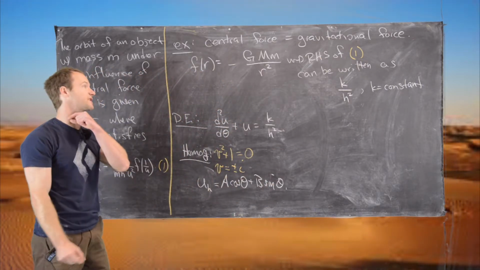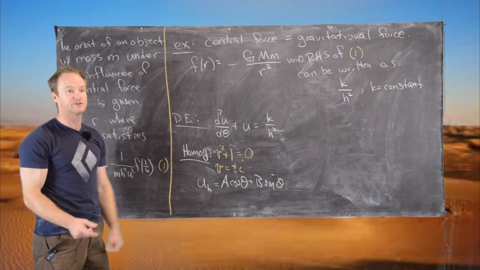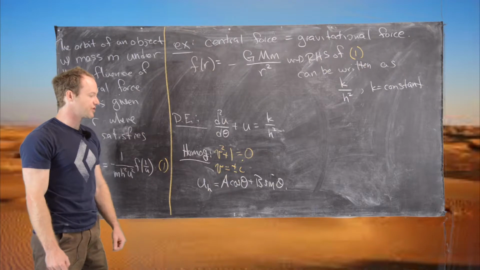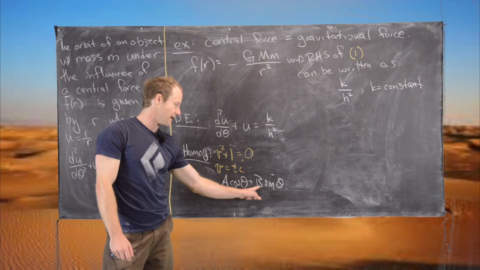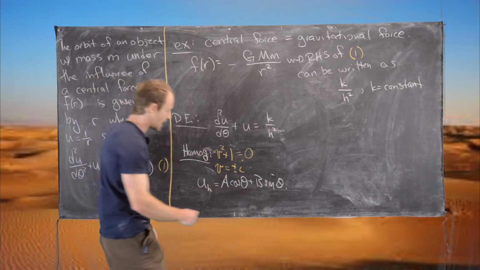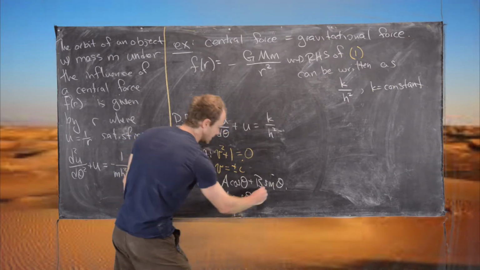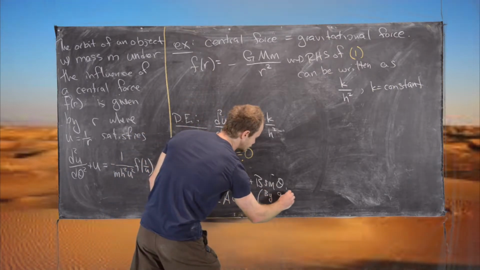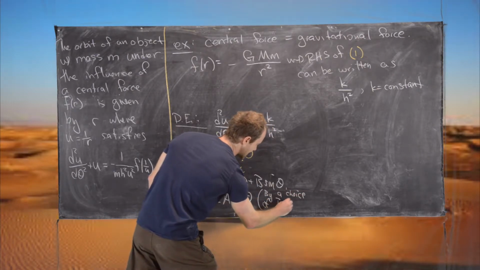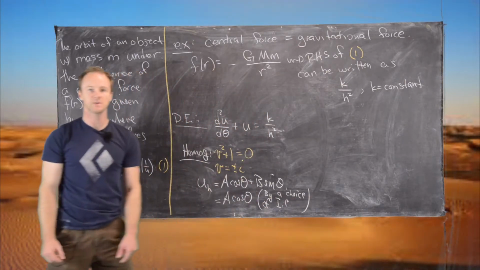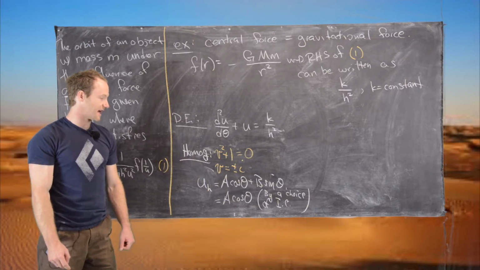Now we don't have initial conditions here, but let's just say that we could choose our coordinate system so that our initial conditions are built in a way that makes B equal to 0. So I'm just going to go ahead and write that down. This is equal to A cosine theta, by a choice of coordinate system and initial conditions. Great. So now we have the homogeneous solution is just A times cosine theta.